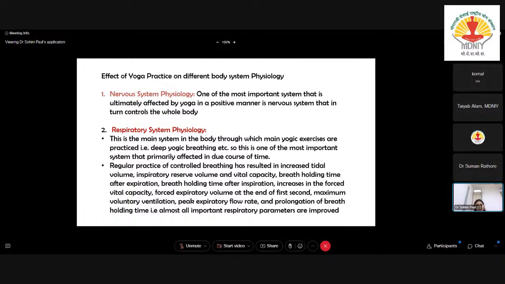One of the systems is your nervous system. We know that the nervous system is so important, because your coordination, your neurons, the impulses, your reflexes, all have to happen so that proper functioning of a human being happens. This complex coordination is performed by the nervous system in association with the other systems whichever are required. So one of the most important systems positively affected by yoga is your nervous system, which controls the complex coordination of the whole body.